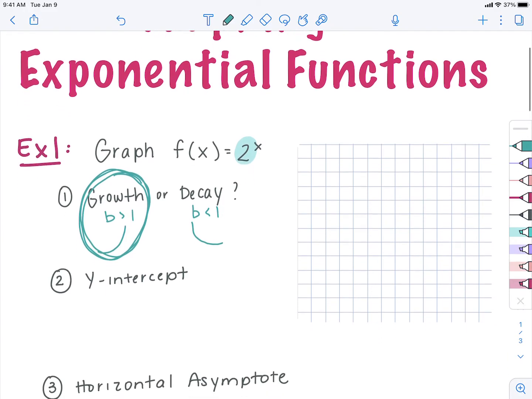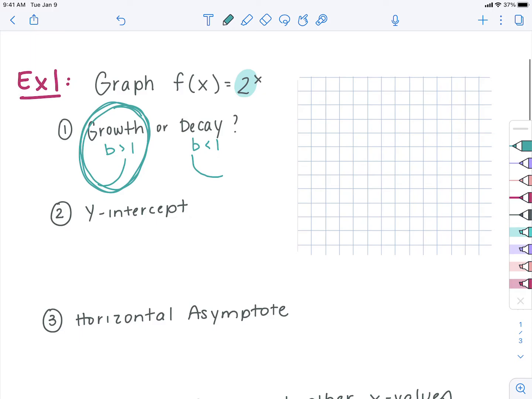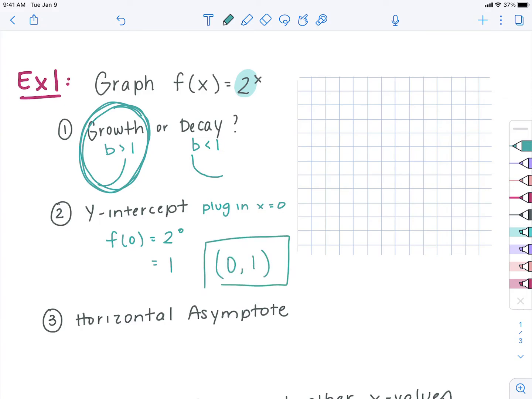After I decide if it's growth or decay, then I want to find my y-intercept, which just means plug in x equals 0, because anytime I'm working with my y-intercept, that means my graph is crossing the y-axis, so my x value has to be 0. So I just want to find f of 0. So I do replace my x value with 0. 2 to the 0 is just 1, which means my y-intercept is going to be 0, 1. And when I'm writing my y-intercept, I want to write it as a coordinate.